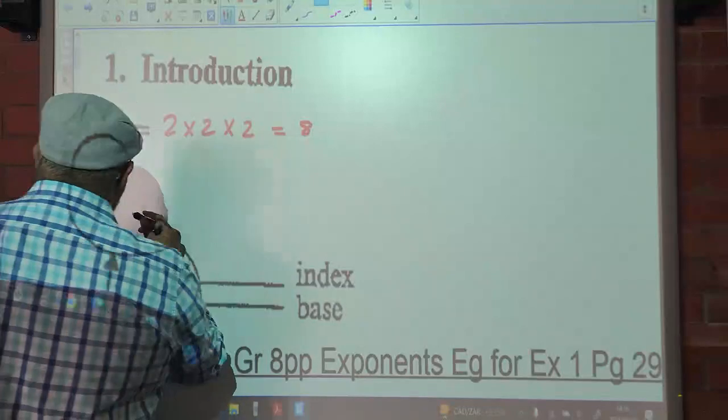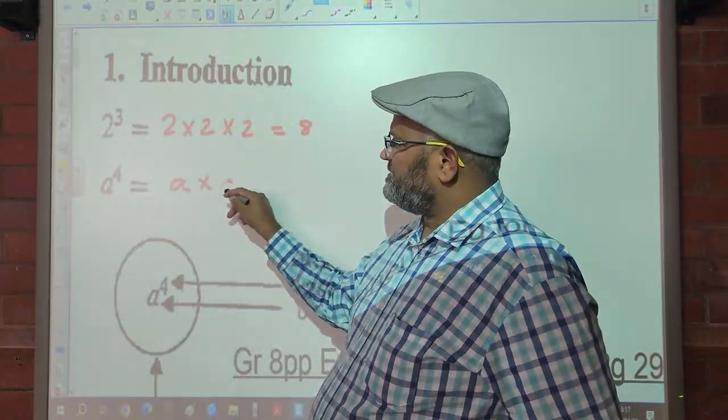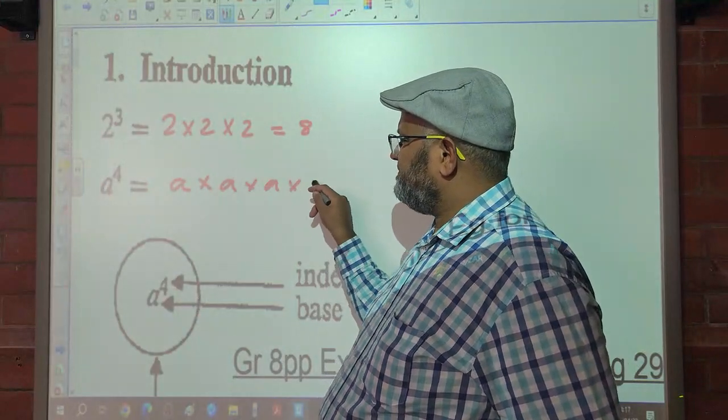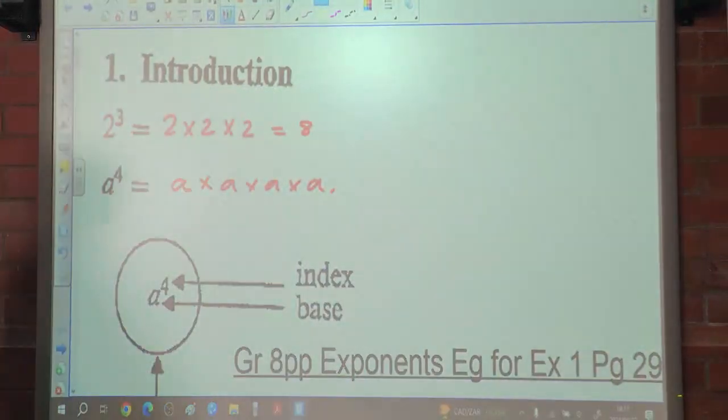What is 8 to the exponent 4? 8 times 8 times 8 times 8. All agree with that? Okay. You must write this down. You write the introduction and then you write the first 2 sums.